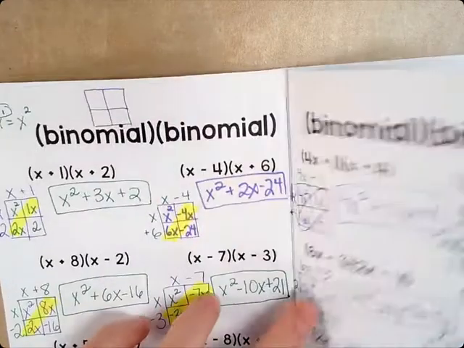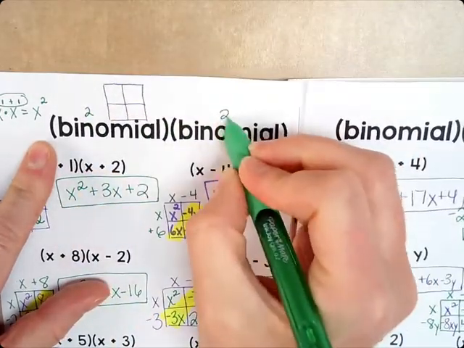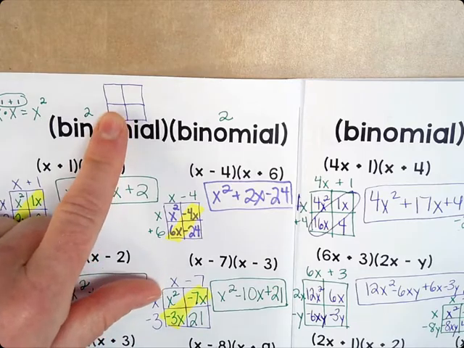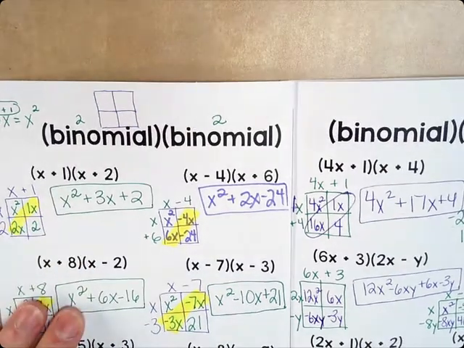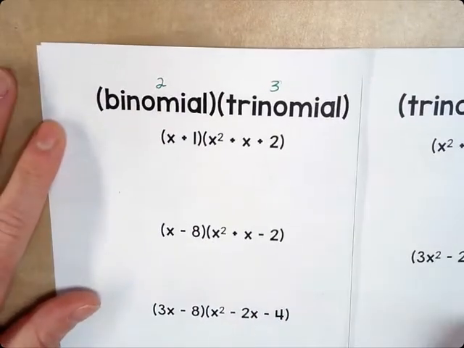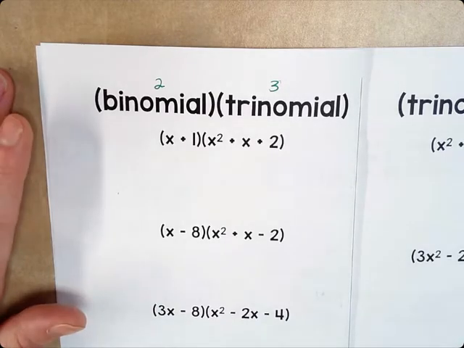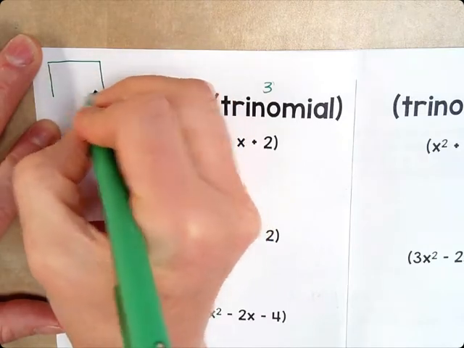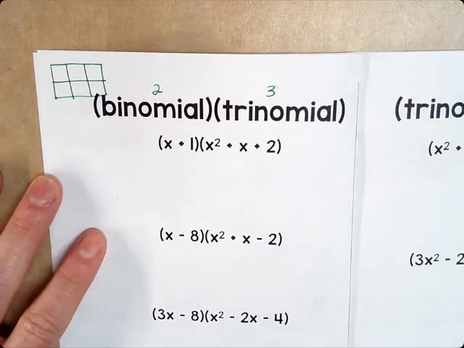Whenever we had binomial times binomial, it was 2 term times 2 term, which we made a 2 by 2 box, and then we multiplied terms. So right here, we are going to do binomial times trinomial. We're actually going to have a 2 by 3 box in order to organize our multiplication. So it could be like this. It's actually a 3 by 2.